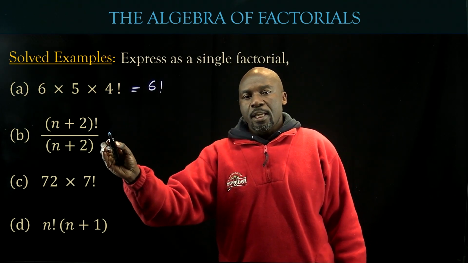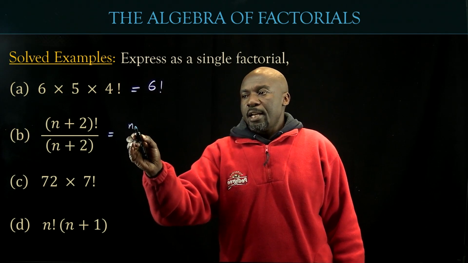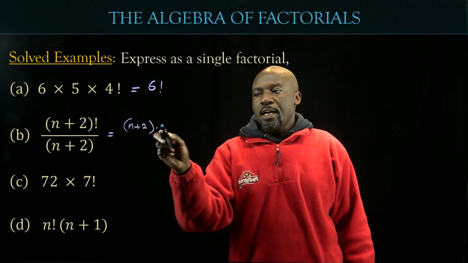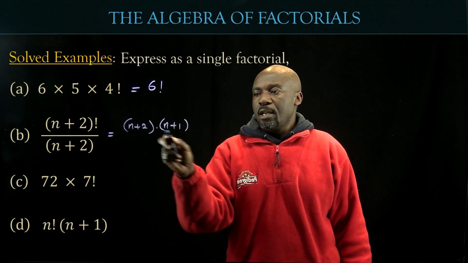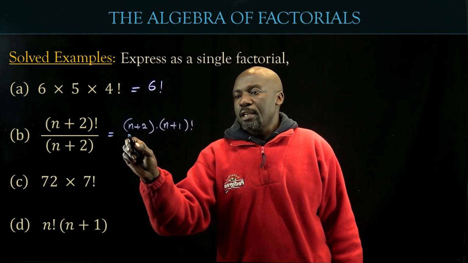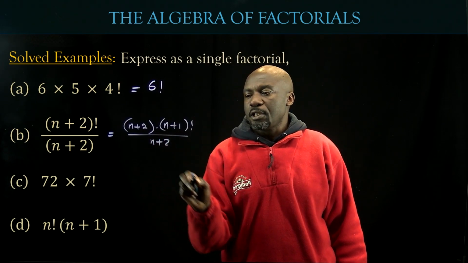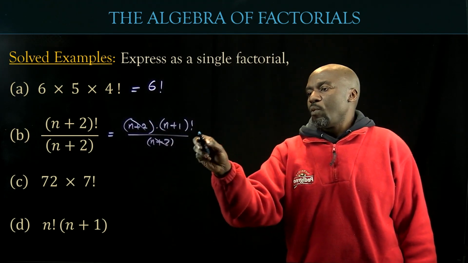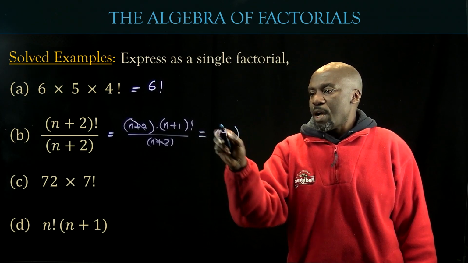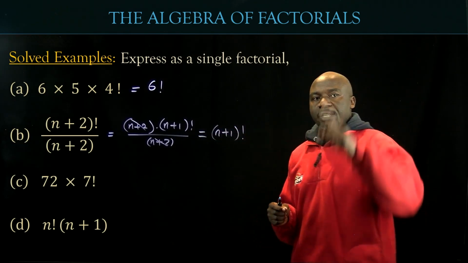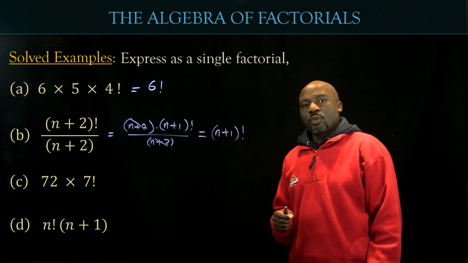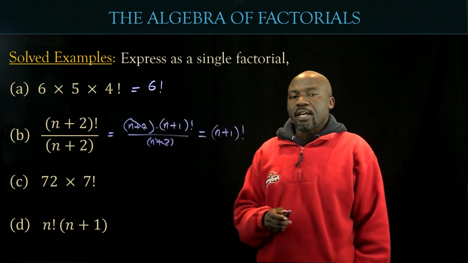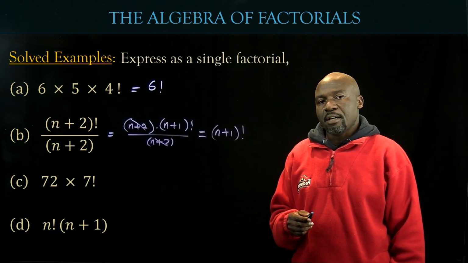And the next one here is n plus 2, okay, times n plus 1 factorial, and I can divide that by n plus 2. Notice the denominator is not a factorial, and so that can cancel with that, and we are left with n plus 1 factorial. So express as a single factorial, and that's what we end up with. What about 72 multiplied by 7? Please try that out. Pause the video and try it out, then check the answer.